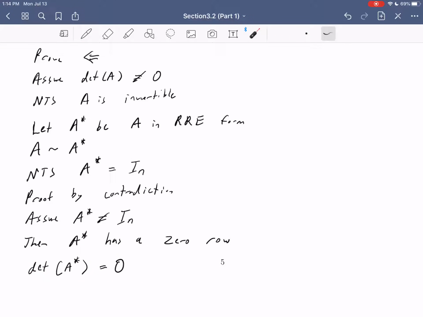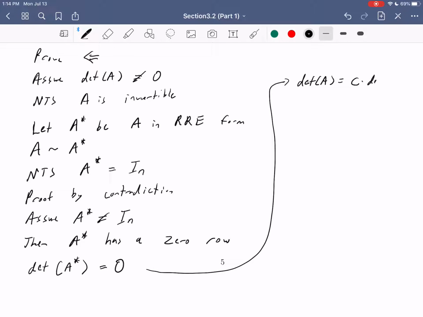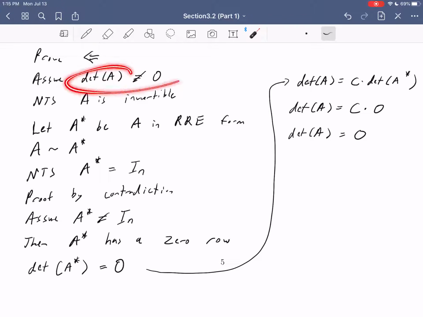But remember, A star is A in reduced row echelon form. So A is row equivalent to A star. So this would tell us that the determinant of A is some scalar times the determinant of A star. But that would tell us that the determinant of A is C times 0, which would tell us that the determinant of A is 0. But remember, our baseline assumption was that the determinant of A is not 0. So this is a contradiction. The only additional assumption we made was that A star was not the identity.